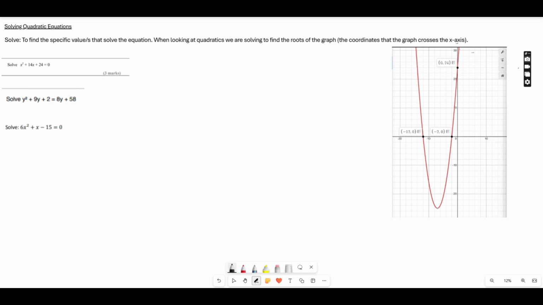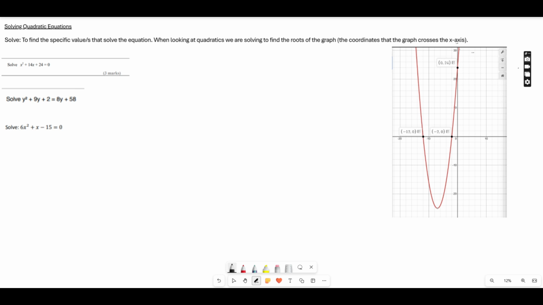Today we're doing solving quadratic equations. This is GCSE level. To solve an equation, we are being asked to find the roots of the graph. And what that really means is, where does it cross the x-axis? So you can see here, this question here, solve x squared plus 14x plus 24 equals 0.